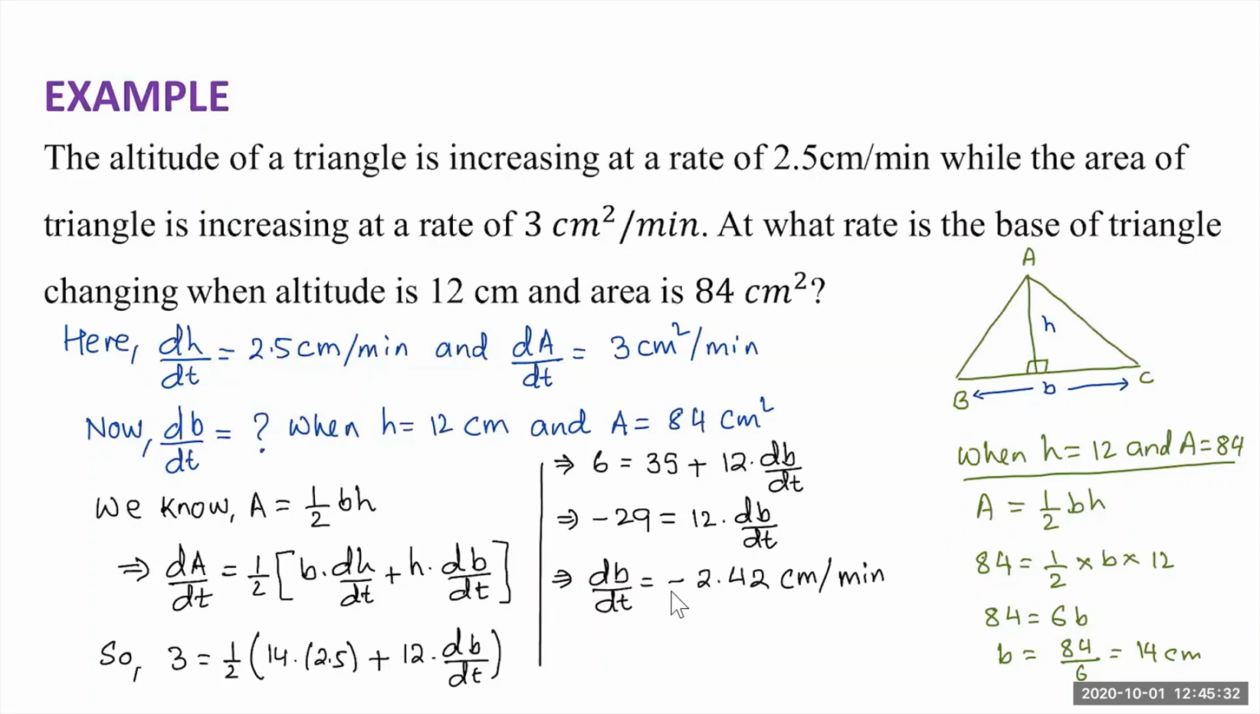And we got the result negative. The meaning of that is the base is decreasing, because the rate is negative. That's why it is decreasing at the rate of 2.42 centimeters per minute.